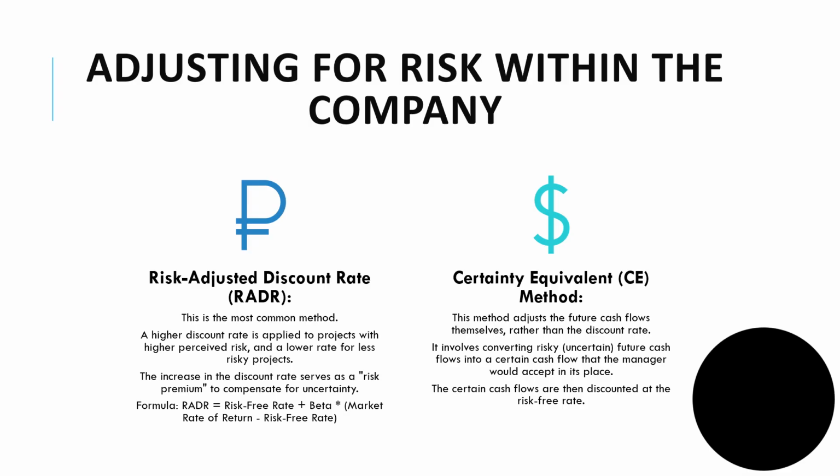Once we've identified the risks, how do we formally incorporate them into our financial models? One common internal method is the risk-adjusted discount rate. For riskier projects, we use a higher discount rate, which in turn lowers the project's NPV, building in a margin of safety. Another method is the certainty equivalent, where we adjust the projected cash flows themselves to reflect the uncertainty and then discount those certain cash flows at the risk-free rate.